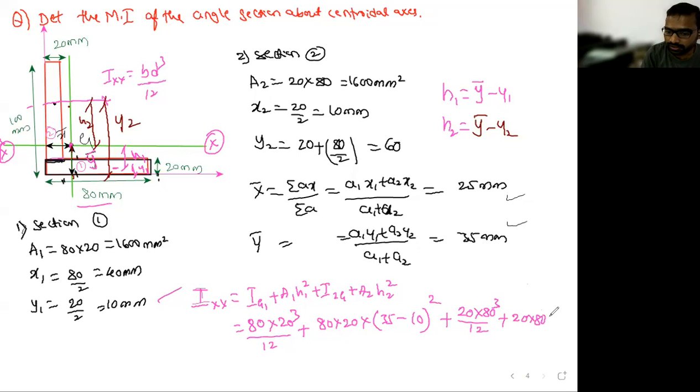into H2, which I want to find out. H2 is y bar minus y2. Y bar is 35 minus y2. Y2 from this point to this point, how much is it? It is 60 whole square. Now calculate the value. How much will you get? Carefully you have to do it. Okay, don't hurry. This is the point you have to understand. You have to understand the H1 and H2 values.